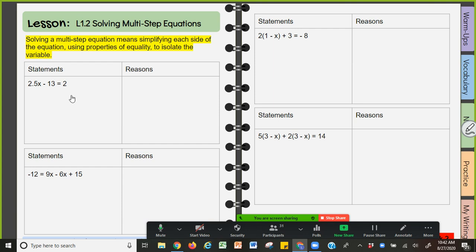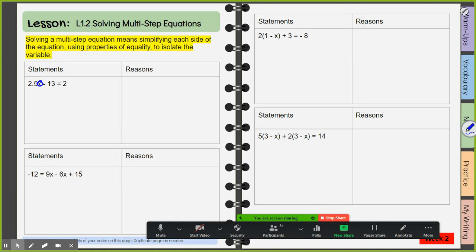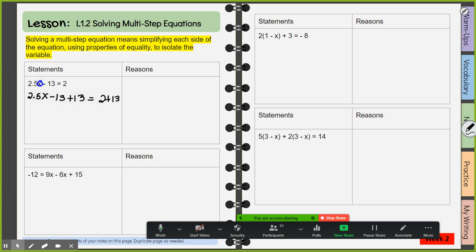So for the first example, I'm going to start my writing slate. Since we want to get the variable by itself, every number that's in the way, we have to get rid of, right? So let me copy 2.5x, but since we want to get rid of the negative 13, we have to do its opposite. That means we're going to add 13 to the left-hand side. Whatever we do to the left, we have to do to the right. So if I added 13 here, I also have to add 13 over there.